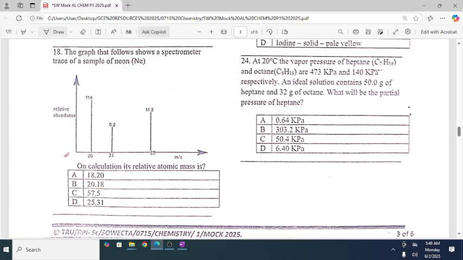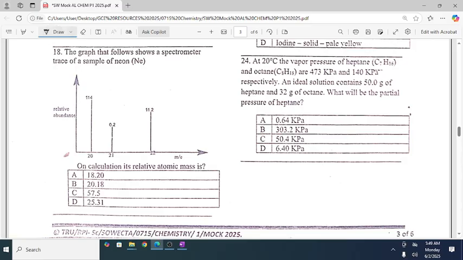That's the atomic number. The atomic number of neon is 10. Therefore, the relative atomic mass should be around, on average, 2 times the atomic number. So it should be around 20. So option B should easily be correct if you don't know how to solve. But let's just try and solve and see.